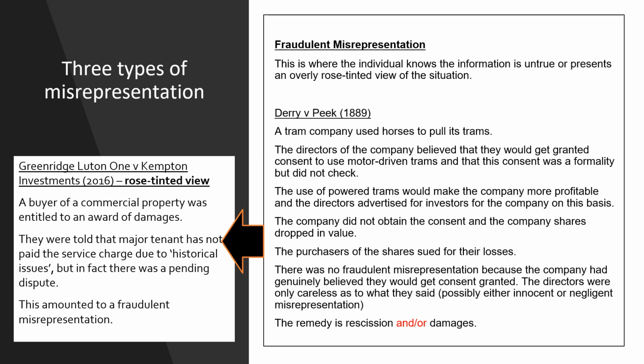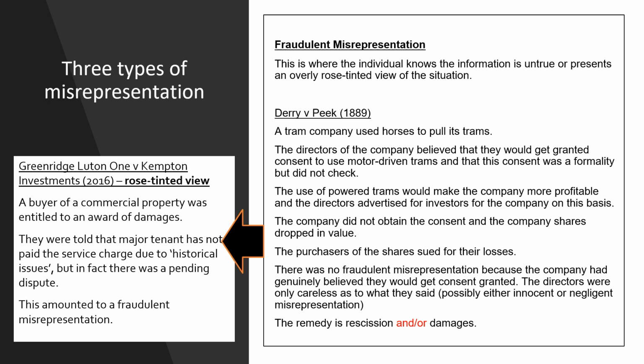Fraudulent misrepresentation is where someone is basically lying, or giving a really overly rose-tinted view of the situation, but basically lying. There are two cases here. Derry v Peek: a tram company used horses to pull its trams. It's 1889 in this case. The directors of the company believed that they would get consent to change to motor-driven trams, because it was the time that these were coming in, and you had to get consent to do that. You couldn't just do it. They just assumed they would get the consent, which was going to make the company much more profitable.